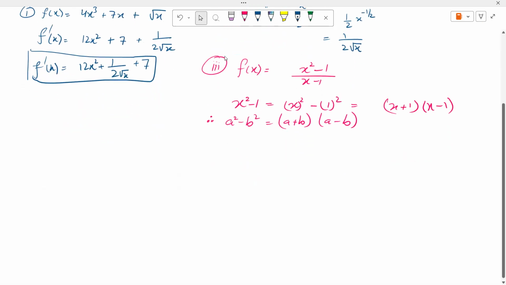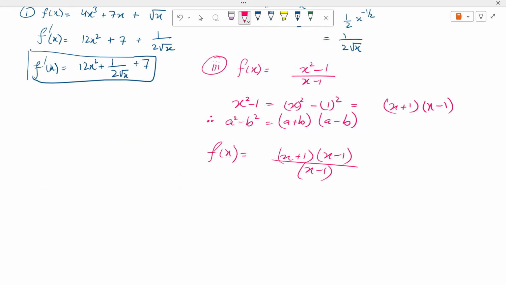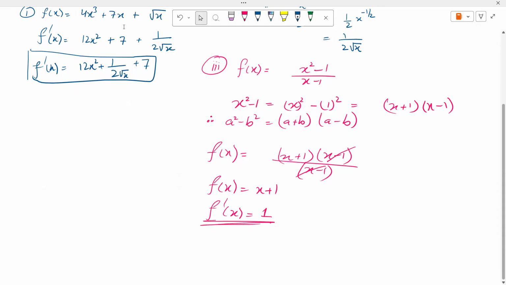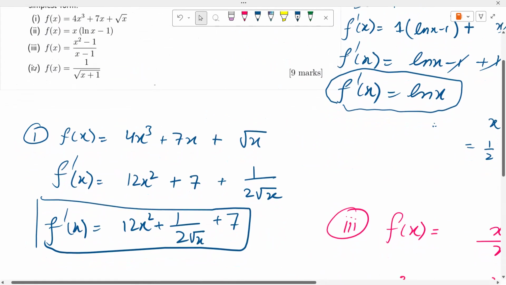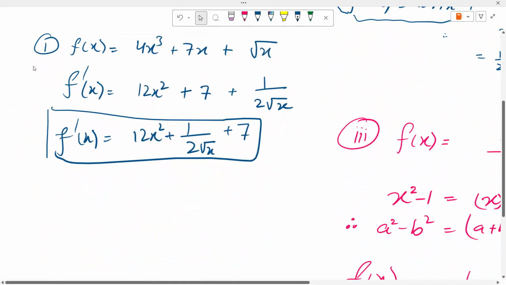So f of x would be equal to x plus 1, x minus 1, divided by x minus 1. This x minus 1 would get cancelled out with this one, and my f of x would only be x plus 1, right? So if I take the derivative of this function, that would just be 1. That's it. That's the answer. And then you have the fourth part.